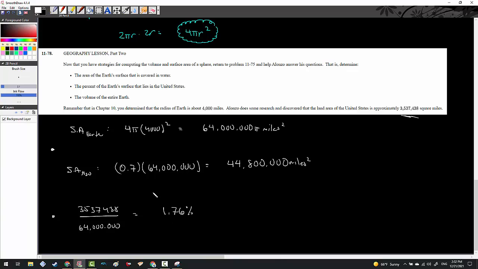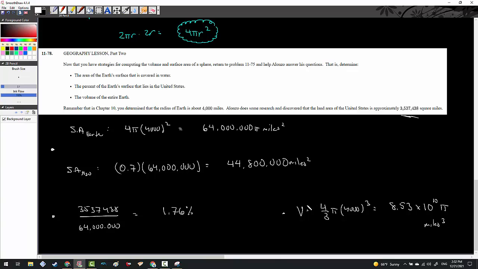And then the volume of the entire Earth shouldn't be too hard. That'll be V equals 4/3 pi times 4,000 cubed. That's going to be a very, very large number. The calculator can't really handle it. You end up getting 8.53 times 10 to the 10th pi miles cubed.